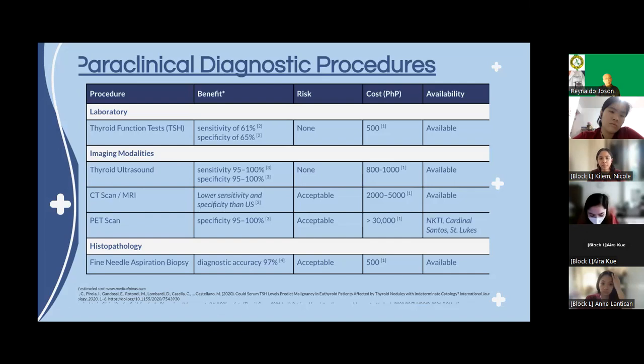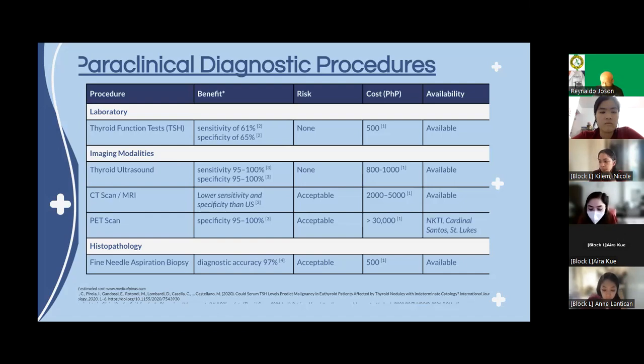Then we have CT scan and MRI, although CT scan and MRI have lower sensitivity and specificity than ultrasound in predicting thyroid malignancy. So this is more useful for evaluating extrathyroidal tumor extension or the extent of the thyroid malignancy, or more useful also when the goiter is already large and when there are metastases. The risk is also acceptable, and it costs around 2,000 to 5,000 pesos, and it is also available in PGH.